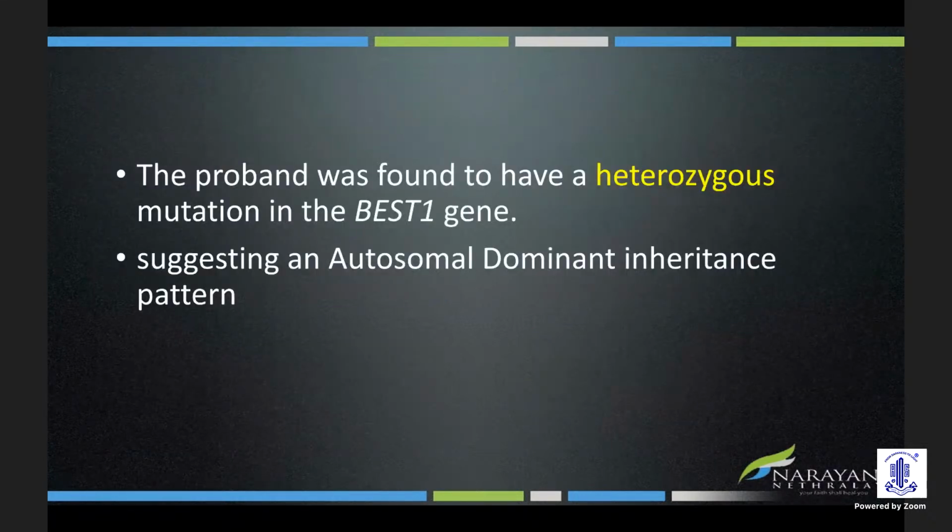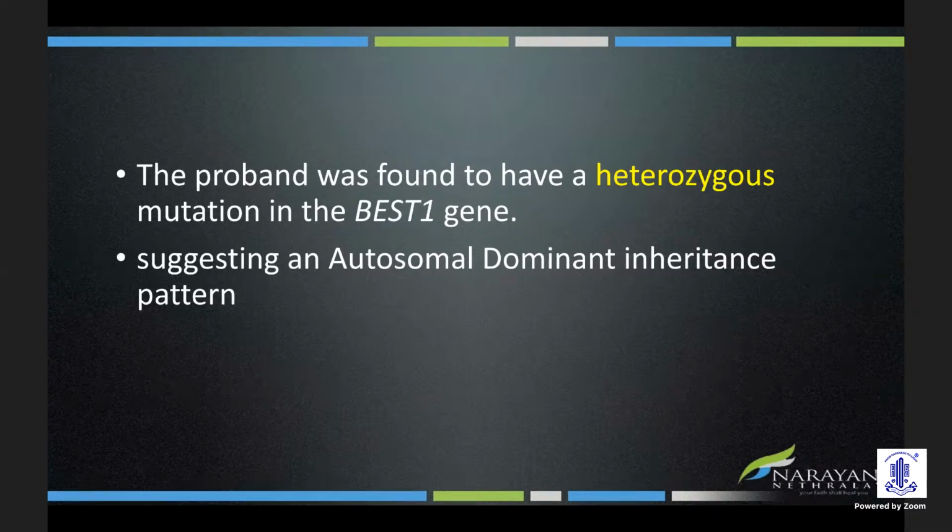Fine. So when we did genetic testing in this patient, the proband was found to have a heterozygous mutation in the BEST1 gene, suggesting autosomal dominant inheritance. I'm introducing new words: heterozygous and homozygous. It's very important to understand these terms because in most genetics reports you'll often see them. Heterozygous basically means, as I told, in dominant disease only one defective allele is enough, the other will be normal. When one is defective and the other is normal, we call it a heterozygous state.